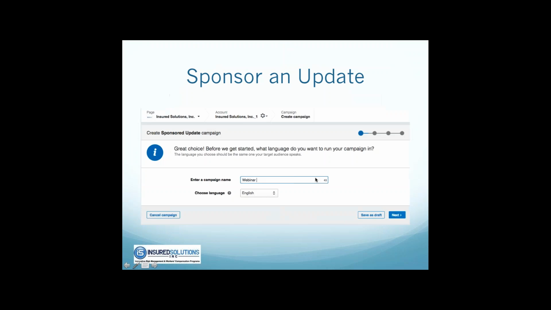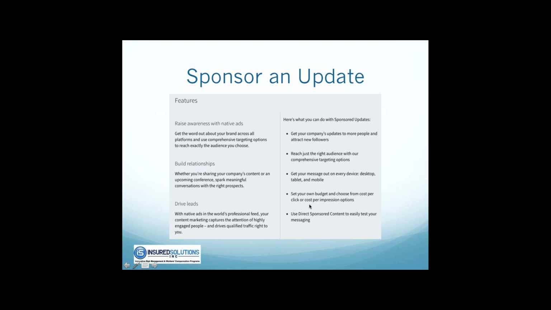Oh, and also you can choose whether or not you want to do cost per click or cost per impression. A cost per click is going to be when the sponsored update shows up on someone's wall and they click on it, and it's going to be more expensive, but it's a better lead. Or you can just do cost per impression, where you just pay for the number of people who scroll by it and see it.